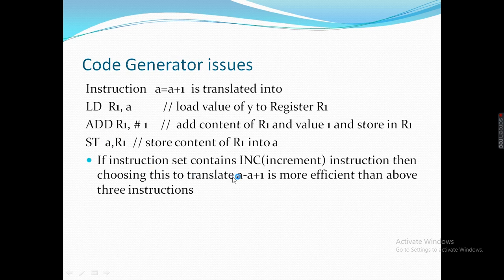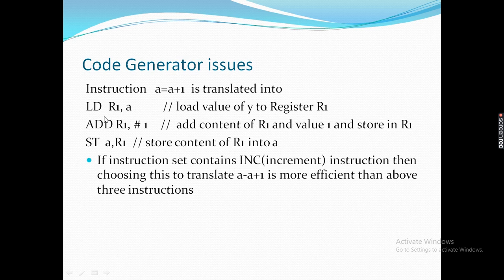If the instruction set contains the INC, increment instruction, then choosing this instruction to translate A equals A plus 1 is more efficient than the above 3 instructions, because each instruction takes time for execution. So if each instruction takes 1 unit of time, 3 instructions will take 3 units of time.